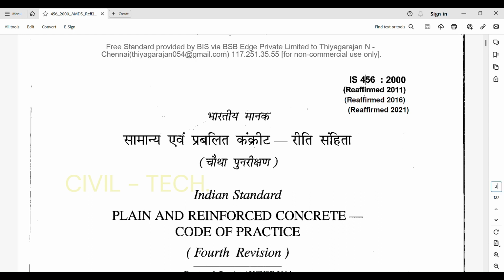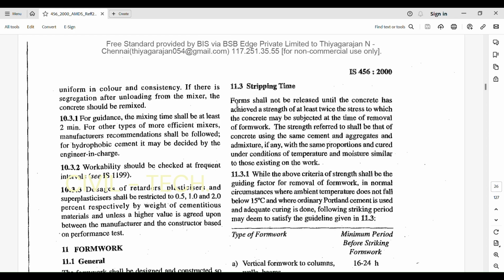In that, the stripping time is defined as: form shall not be released until the concrete has achieved a strength of at least twice the stress to which the concrete may be subjected at the time of removal of formwork. It means if you are removing the shuttering, it should take 2 times the actual stress. It means the concrete needs to attain a certain amount of strength before the deshuttering.